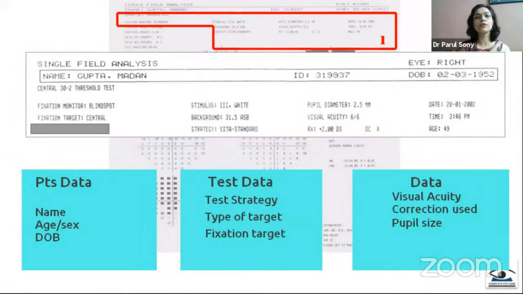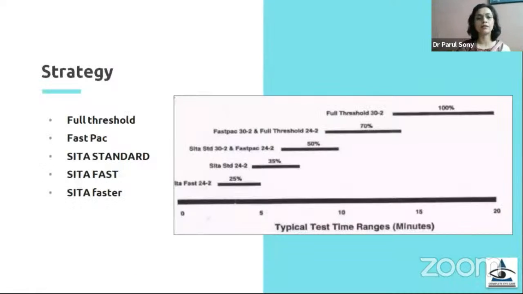Now, the first zone tells you about 3 important things. It tells you about the patient data, the name and the age of the patient. It also tells you about the visual acuity, the pupillary size, and whether we have put the correct refractive lens correction or not. It also tells you about the type of strategy used, the fixation target size, and the type of target used.